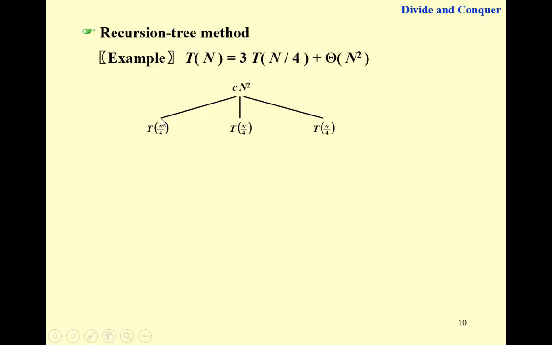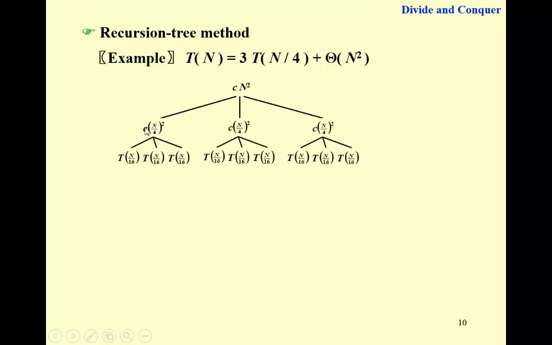Okay, so recursively break each one down into a constant times a quarter of n squared, because at this level the size of the problem is a quarter of n. So instead of having a c times n squared, we have c times a quarter of n squared. Okay, plus 3 recursions. And it's true for each one of them. And we keep going like this.